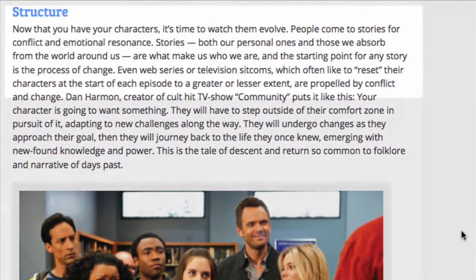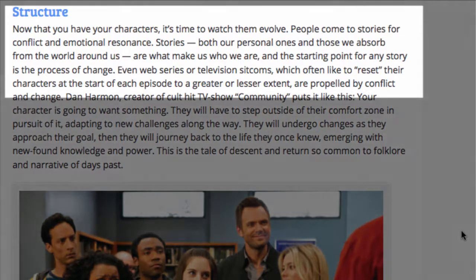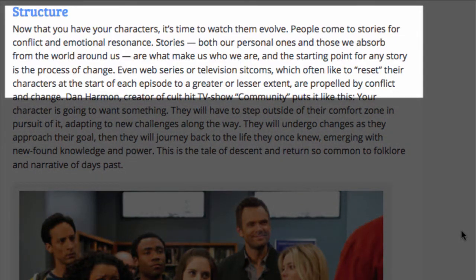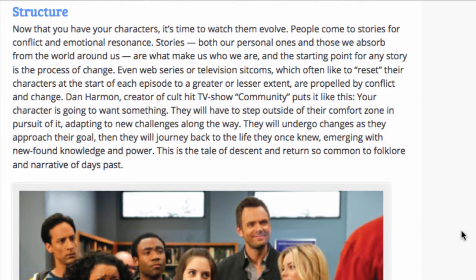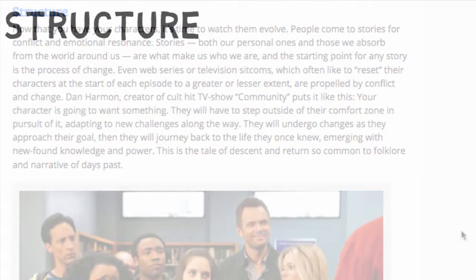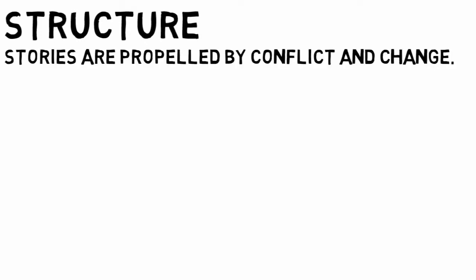Structure. Now that you have your characters, it's time to watch them evolve. People come to stories for conflict and emotional resonance. Stories, both our personal ones and those we absorb from the world around us, are what make us who we are. And the starting point for any story is the process of change. Even web series or television sitcoms, which often like to reset their characters at the start of each episode to a greater or lesser extent, are propelled by conflict and change.